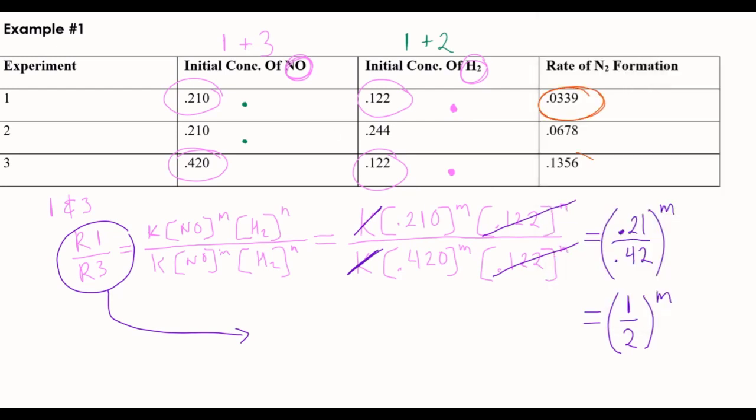So we have rate 1 and rate 3. So we're going to divide 0.0339 for rate 1 divided by 0.1356 for rate 3. And that's going to equal 1 over 4. So that means that 1 over 4 is equal to 1 over 2^m.